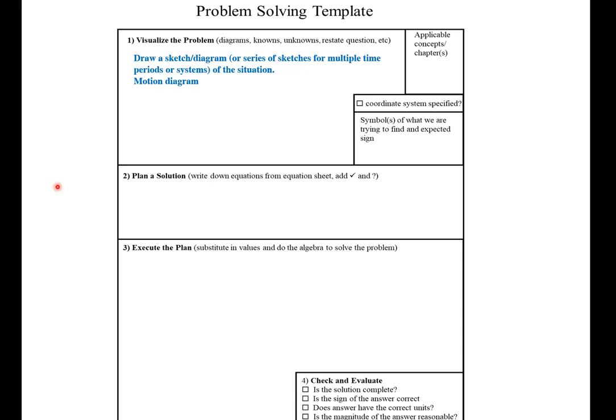So there are 4 steps you can use to solve a physics problem. First, you should visualize it, and then you have to plan a solution, execute the plan, and then check and evaluate the solution or the result. So let's see the first step. When you visualize the problem, you have to draw a sketch or a diagram of the situation. And also for this chapter, you can draw a motion diagram.